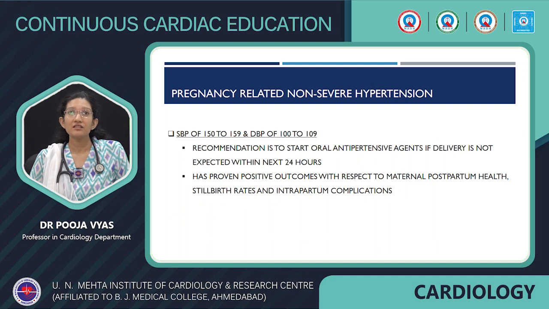In pregnancy-related non-severe hypertension, when the systolic blood pressure is between 150 to 160 and diastolic blood pressure is between 100 to 109, it is recommended to start oral medication if delivery is not expected in the next 24 hours. Oral antihypertensive therapy has proven positive outcomes with respect to maternal postpartum health, stillbirth rates and intrapartum complications. So we should start oral therapy if blood pressure is between 150 to 160 and 100 to 109.